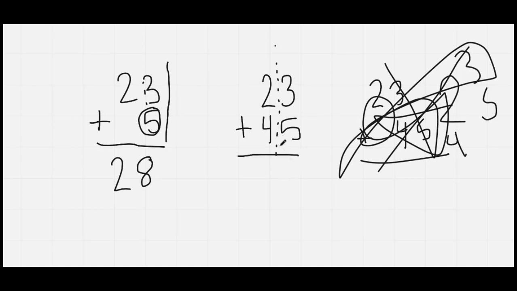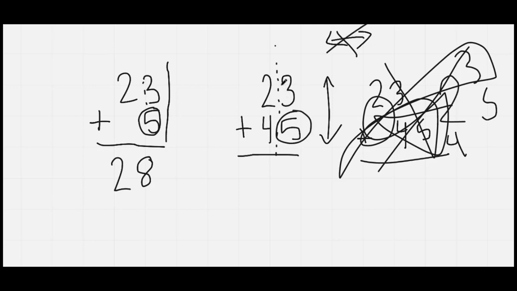We're going to add just like we did before. We're going to do our ones. Now, sometimes kids will do this. They'll circle the three, and they'll go 3, 4, 5. You will never add this way. You will never add horizontally. It's always up and down. It's always this way. So here I'm going to circle my 5.